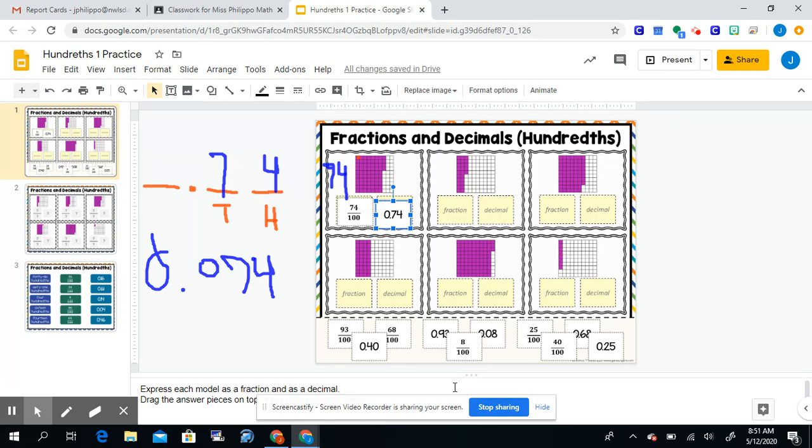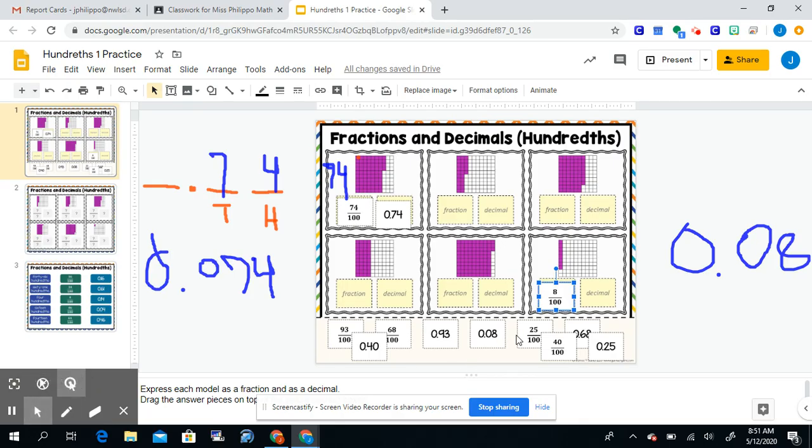Okay? This one down here, I don't have a full 10, do I? I just have 8 out of 100, right? Since I have no full tens, this decimal would look like something like this. I got no wholes, 0, point. Well, I don't have a full 10 filled in, so I got 0 tenths going on, and I just got 8 little hundredths. Okay, so that decimal looks like this one. Okay, hope that helped on that.